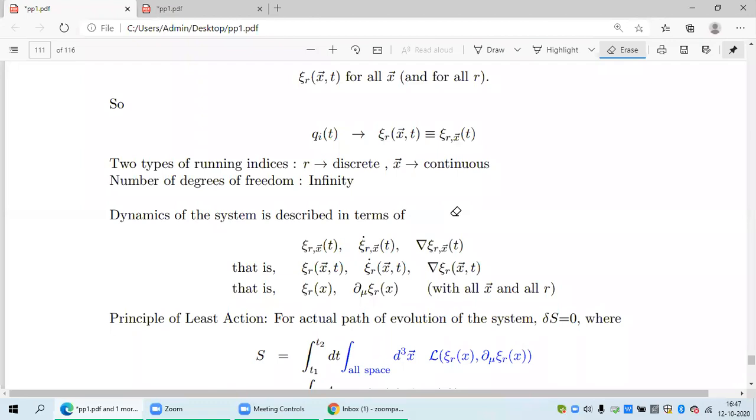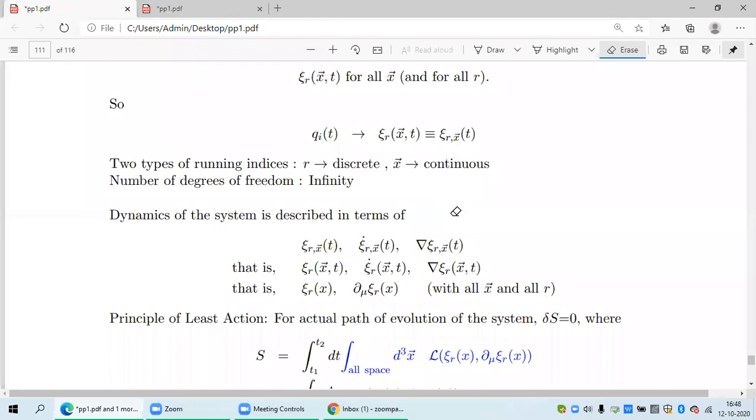So the effect of quantization is to bring that x parameter into the argument. In classical mechanics, the generalized coordinates are not functions of x because there is no sense of x.